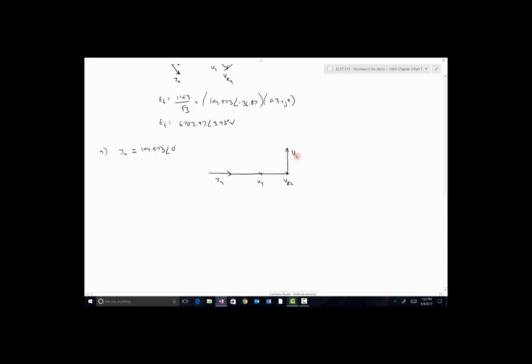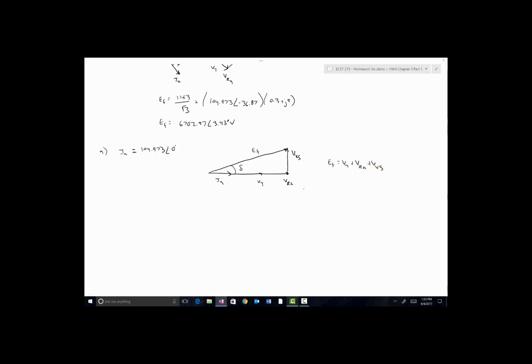VXS is 90 degrees out of phase with that. So the power factor angle is 0, but the power angle delta is not 0. We've got some non-zero power angle there. So previously, in the previous example, what we did to calculate this was EF is equal to VT plus VRA plus VXS.